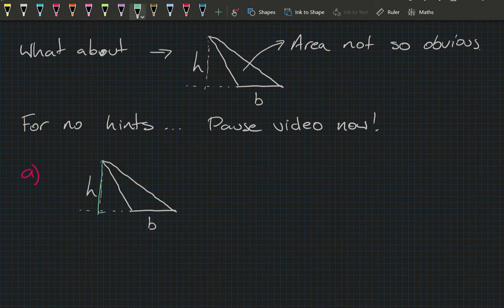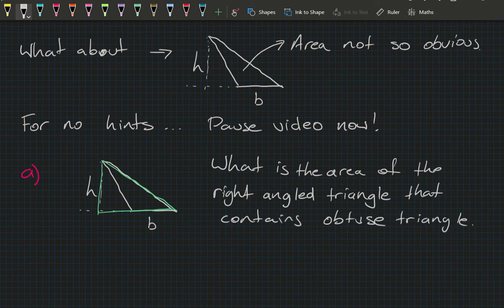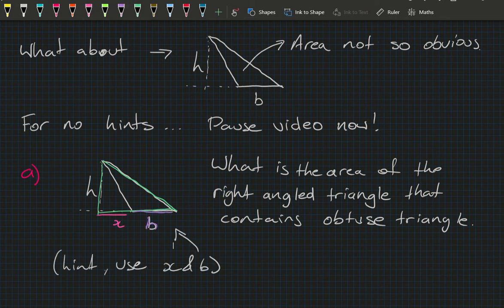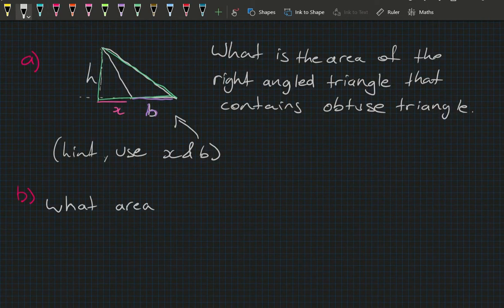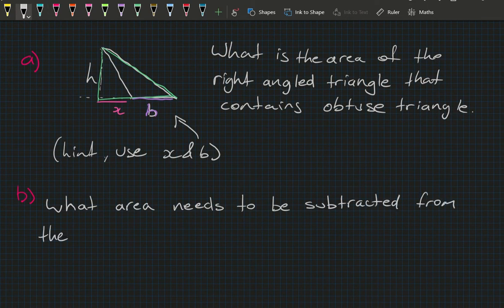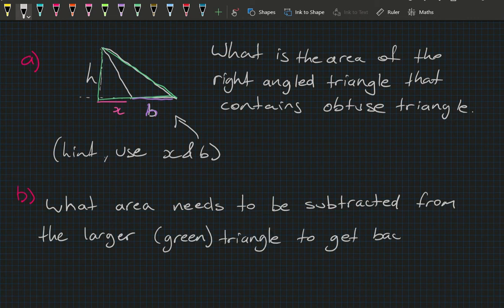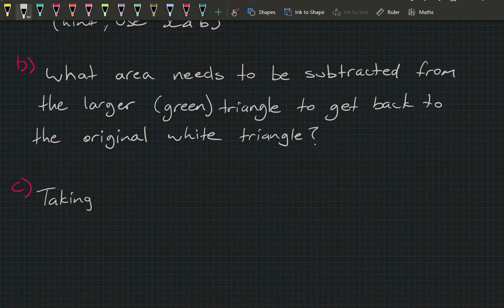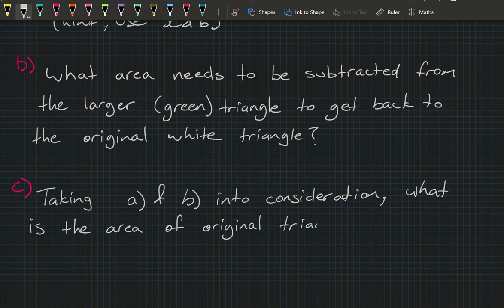And if I draw a right angle that contains that triangle, what is the area of this right angle triangle? A hint will be that we can call this little spot here x, and let's not forget that this length is b. So the hint is to use x and b. And in part B, my question is, what area needs to be subtracted from the larger green triangle to get back to the original white triangle? And finally, part C is, taking into consideration the areas of A and B, what is the area of the triangle? Alright, that should be enough for you to solve that.